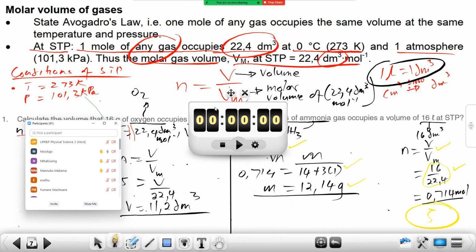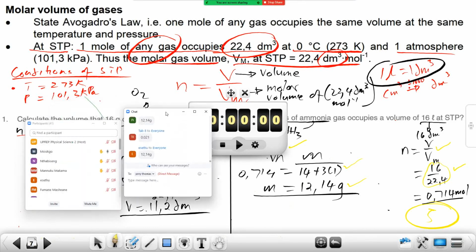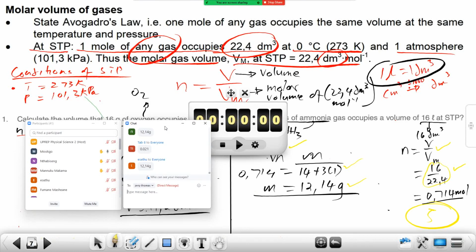Sir, I was asking for clarity on the conversion from liters to cubic decimeters because I think I didn't quite get that, so it affected my calculations. Okay, it's standard. You must just know that 1 liter is 1 decimeter cubed. Okay. Yes, it's a standard procedure. As much as we know that 1 meter is equal to 100 centimeters, it's basically standard. Okay, thank you, sir.